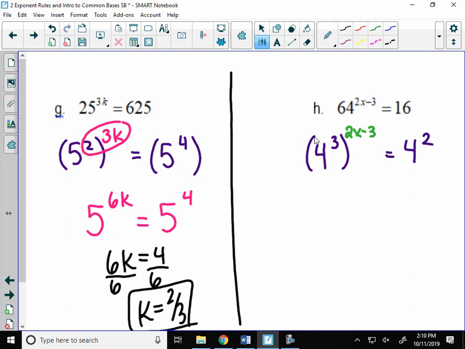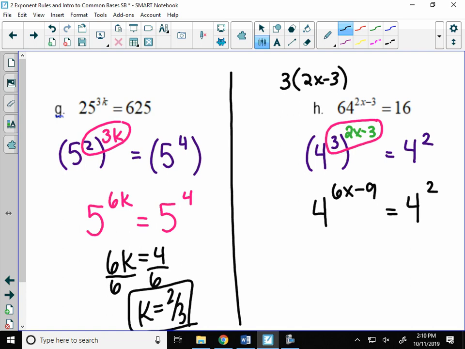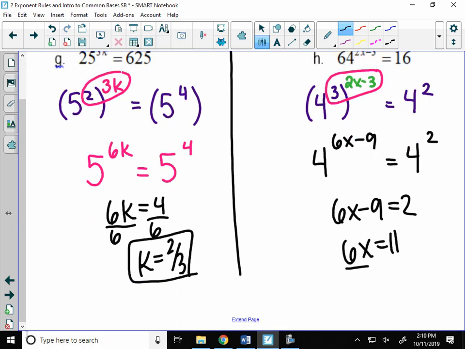Now on the left here, when I find this new exponent, I'm multiplying 3 times 2x minus 3. So my exponent is 4 to the 6x minus 9 power. And I need to multiply the 3 by both parts of the exponent. Now I can set the exponents equal to each other, add the 9, and then divide by 6. So this exponent is a little funky, but 11 over 6 for that x value.